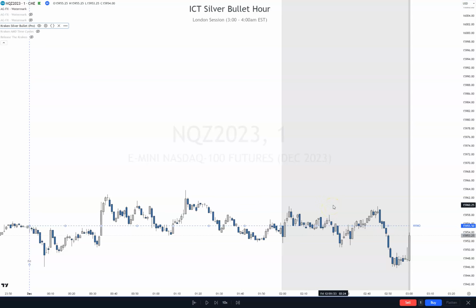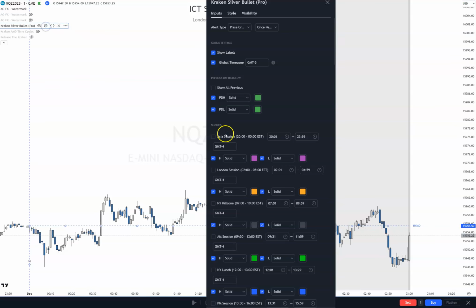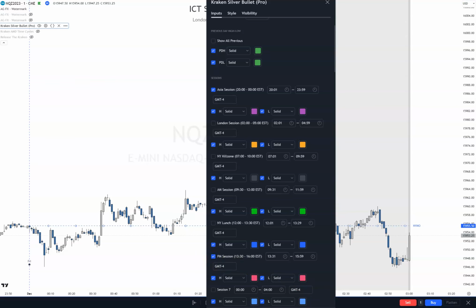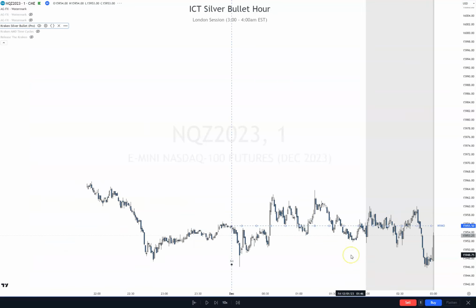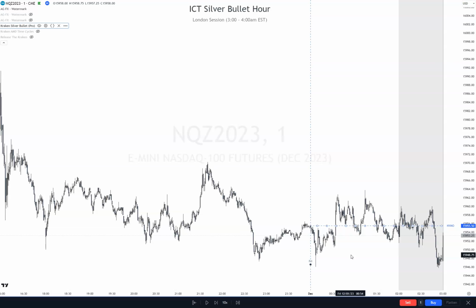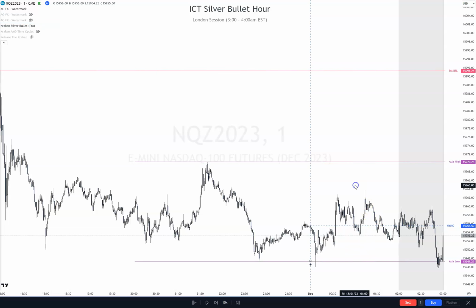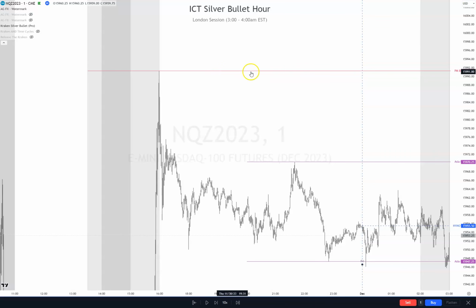Today I want to go over the London Silver Bullet for Friday, December 1st. Okay, so the first thing we're going to do is turn on the Kraken Silver Bullet indicator, and since this is London, we're going to turn on the Asia session and then the PM session. Start with those two, and if we need more, we'll turn it on. Okay, so let's go with the top one, PM session, still open.